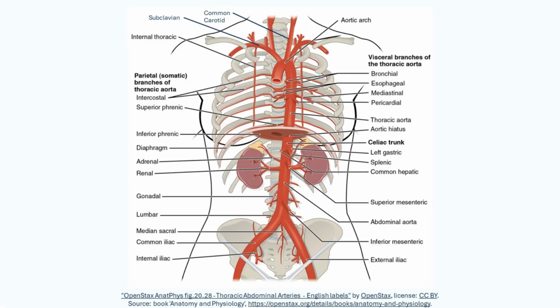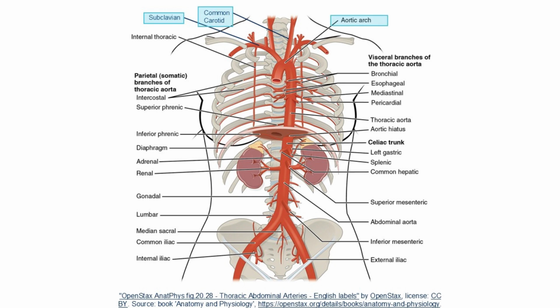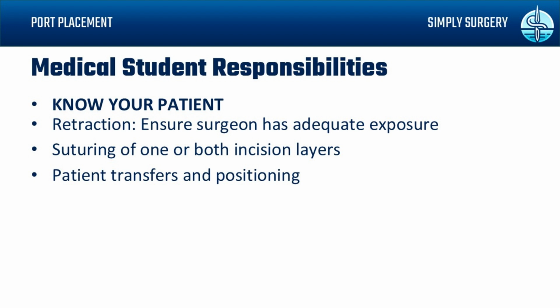The major arteries you need to look out for when working with the subclavian veins are the subclavian arteries. Other arteries in the area that you need to know where they are, but not necessarily look out for in the same way, are the carotids and the aorta itself. So what's the med student going to be doing during the port placement?